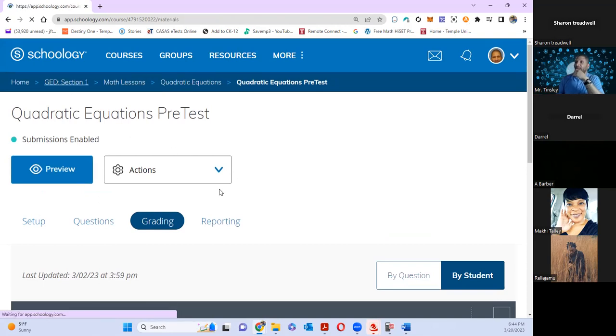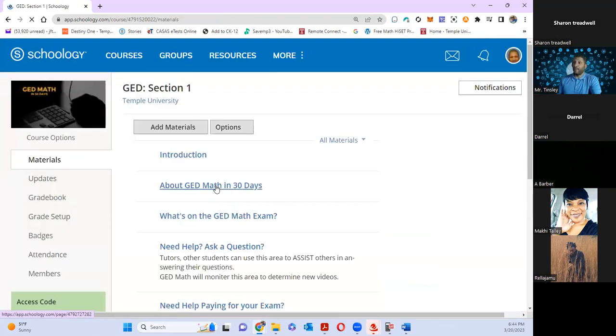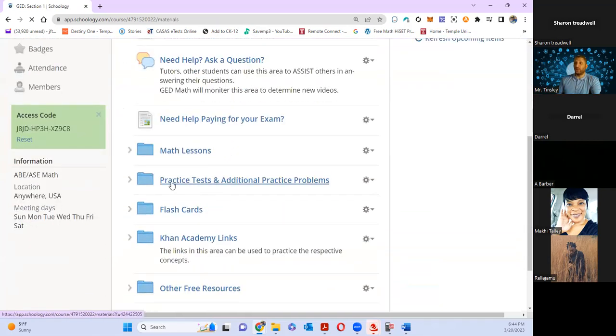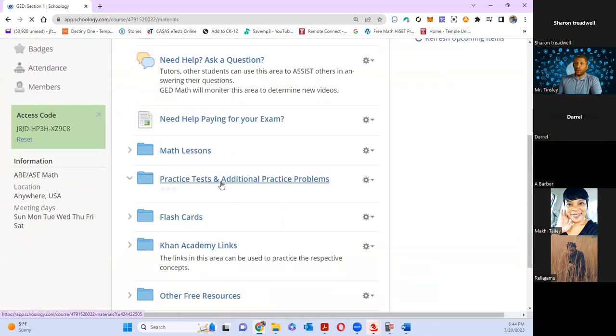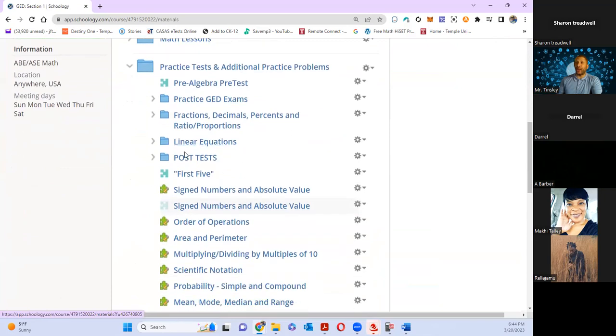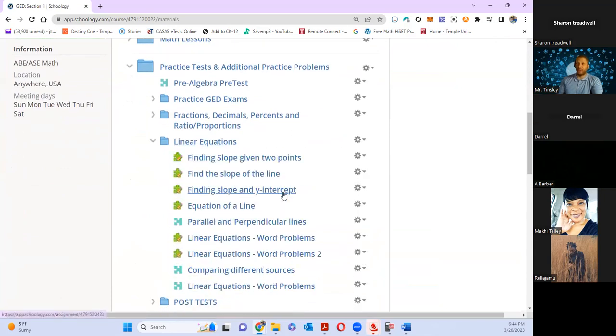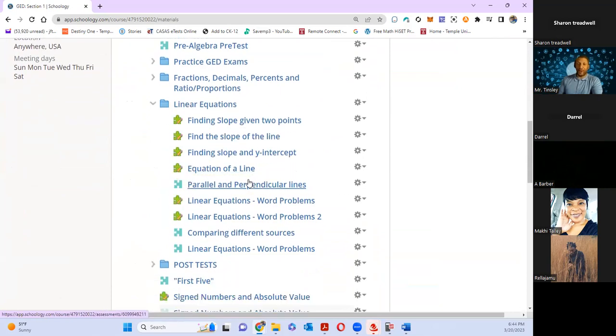Let's see. So again, I'm going to do 1 or 2, but what I'm explaining to you, everything that you need is right here. If I go into linear equations, find the slope of given 2 points, find the slope of the line, slope, y-intercept, equation of a line, parallel, perpendicular. What does that say right there? Linear equation word problems.